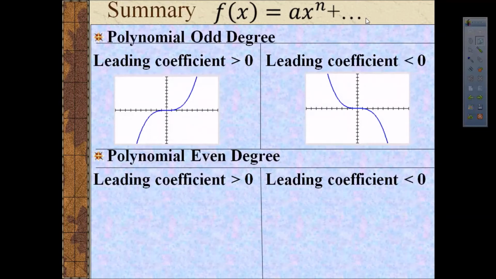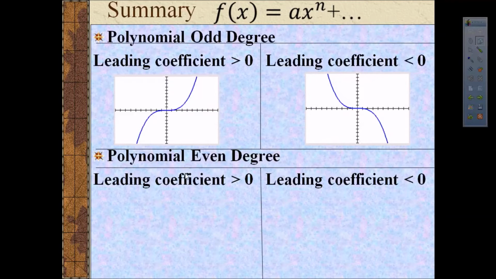Now, the rest of the terms of the polynomial, whether they are even powers of x or odd powers of x, or however many terms you add on here, they're not going to change the basic end behavior of the graph. That's what we call what it does on the outsides. All those terms can do is make the graph wiggle around a little bit in the middle, but the basic end behaviors of these graphs are going to stay the same.